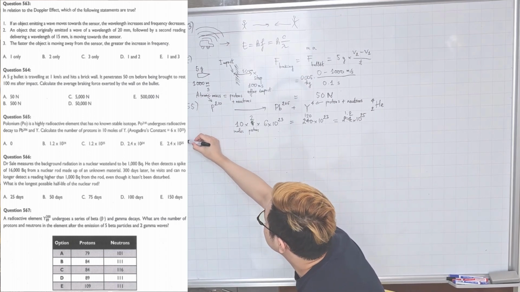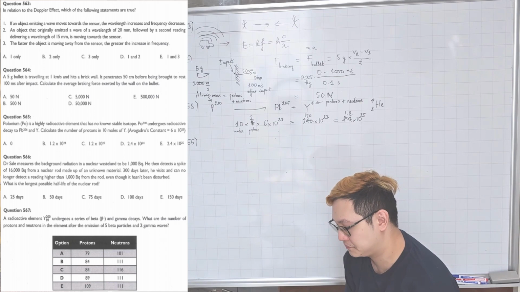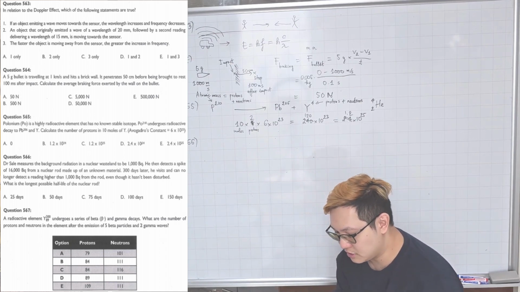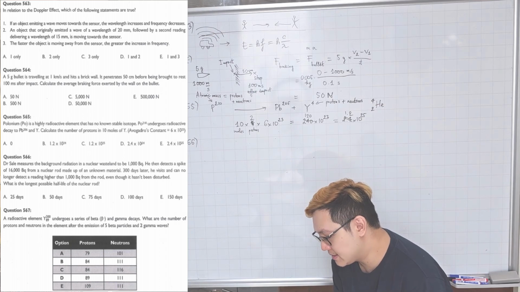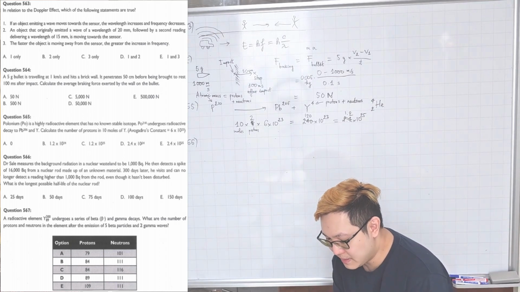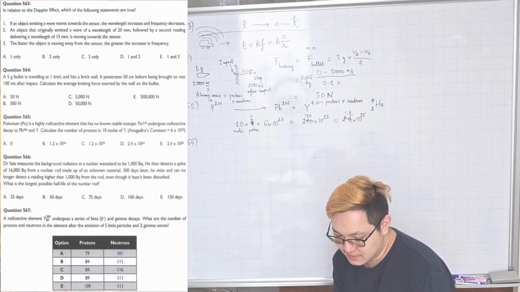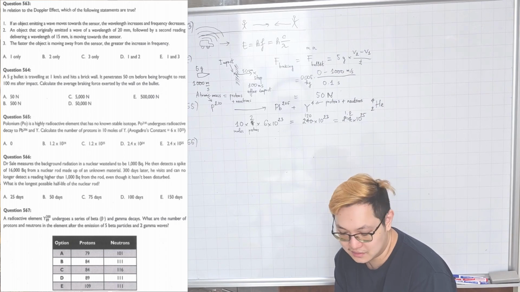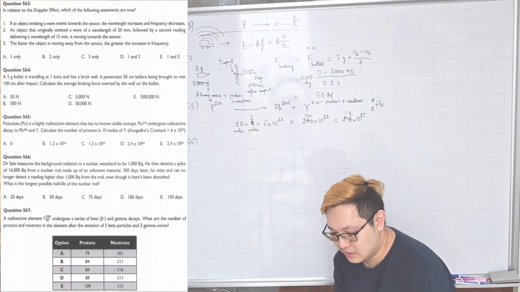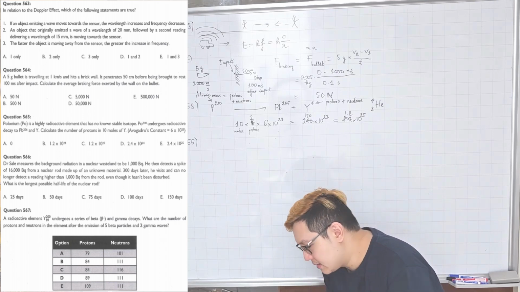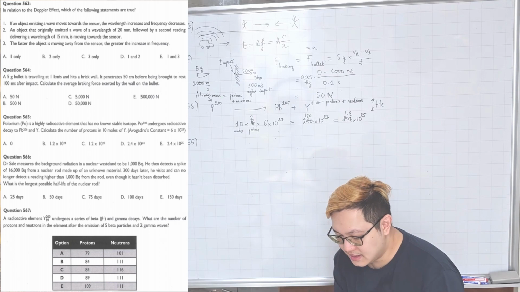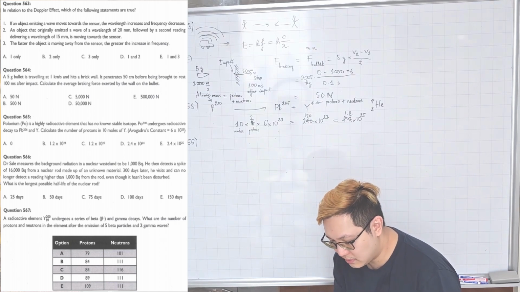Question 566. Okay. Dr. Cell measures the background radiation in a nuclear wasteland to be 1,000 becquerel. Phóng xạ. Ông tiến sĩ Cell mới đo lường cái mức độ phóng xạ nền trong một vùng đất cằn cỗi mà bị dính bom hạt nhân, gọi là nuclear wasteland, đo được là 1.000 becquerel. He then detects a spike of 16,000 becquerel from a nuclear rod made up of an unknown material.